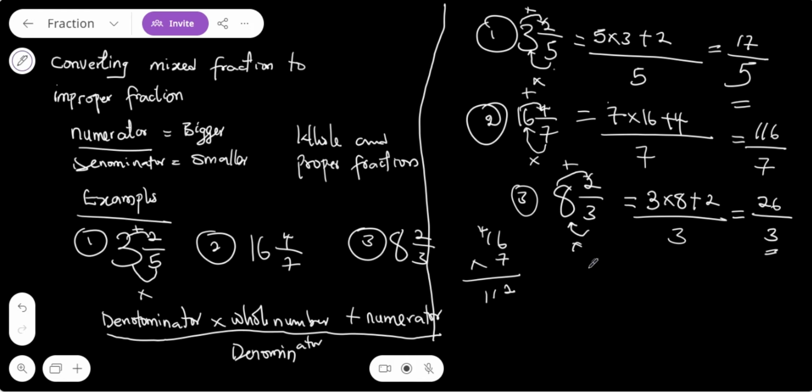Try this for me. Convert 15 whole number 7 over 11 to improper fraction. Drop your answer in the comment section, and I'll be in the comment section to tell you whether you are correct or wrong.